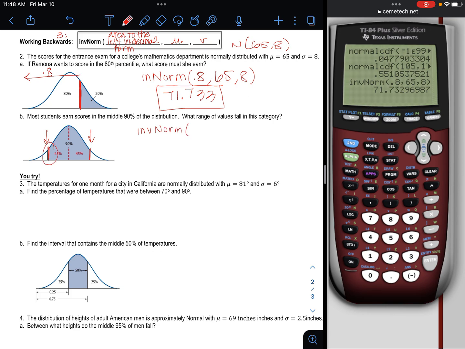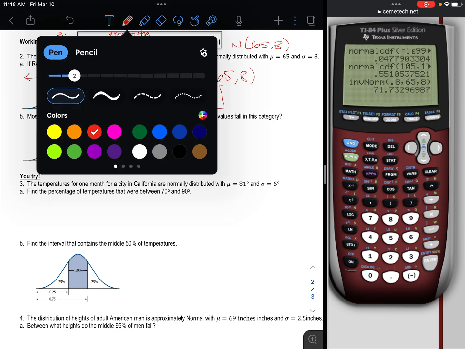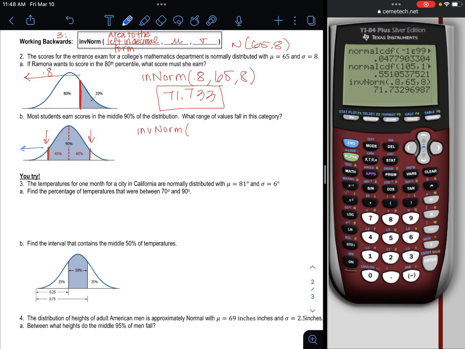And I will start with this value right here. So I need the area to the left. So I already know this is 90. That means this and this make 10% together, and 10% divided by 2 is 5% each. So once again, to get that, I did 100 minus 90, which is 10, and then I divided that by 2. So I know this is 5%, so I'm going to put 0.05. So this one's going to be 0.05 for the area to the left, and then the mean still 65, standard deviation 8. That'll give me that value.